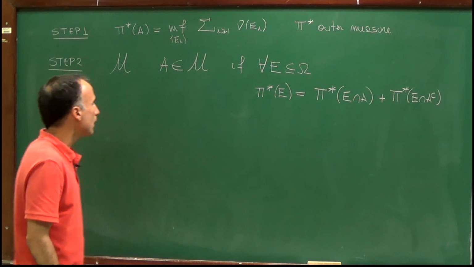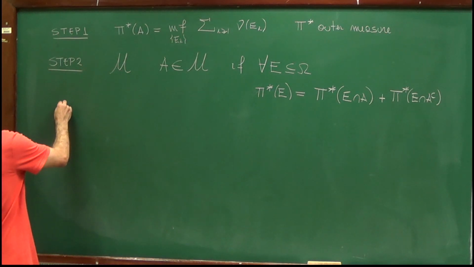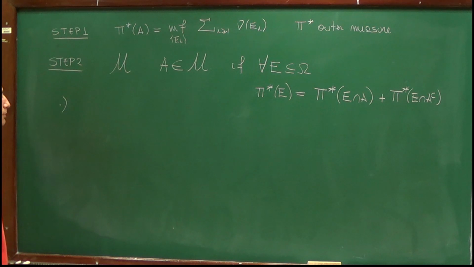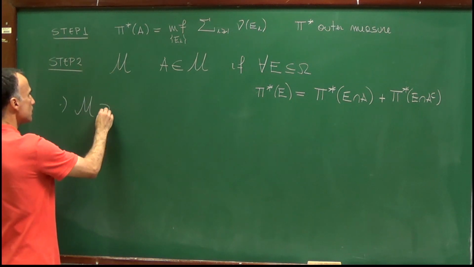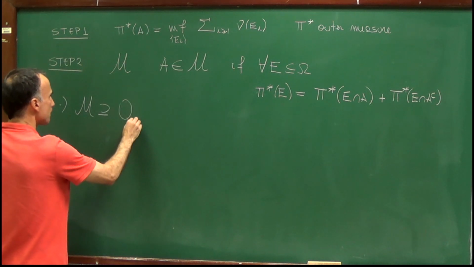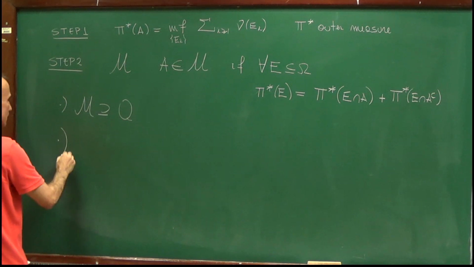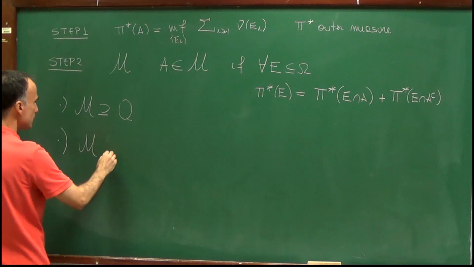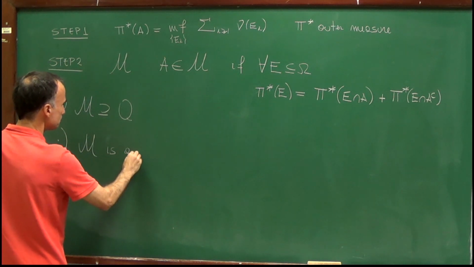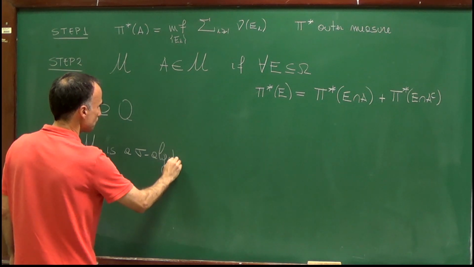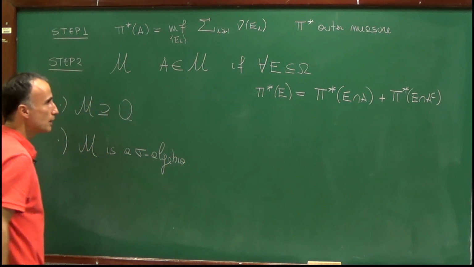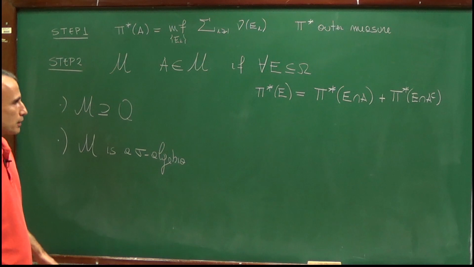And what we want to prove are two assertions. First, that M contains the algebra, and then that M is a sigma algebra. One remark.